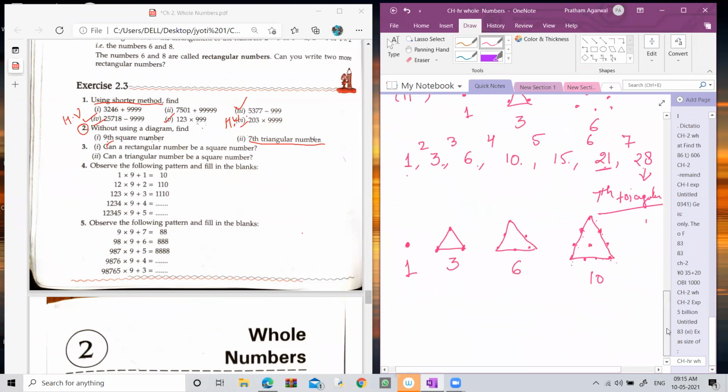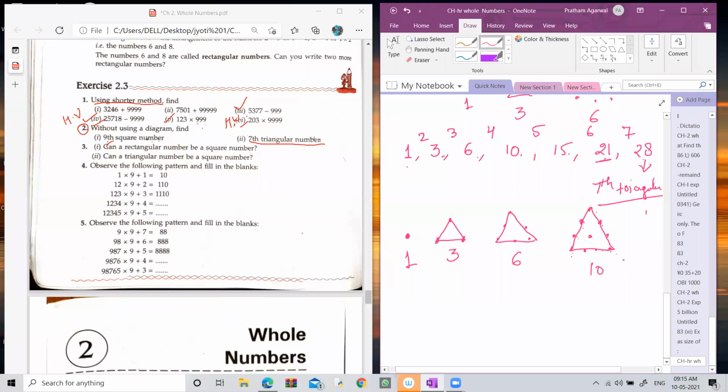Now, if you want to find out the triangular number without using a diagram, then what you have to do? So starting triangular numbers, we know these are 1, 3, and 6. After that, you can find out without using the diagram. And how can you find out the triangular number? By finding their difference. The difference of 1 and 3 is 2. Then the difference between 3 and 6 is how much? The difference between 3 and 6, how much? 3. Very nice.